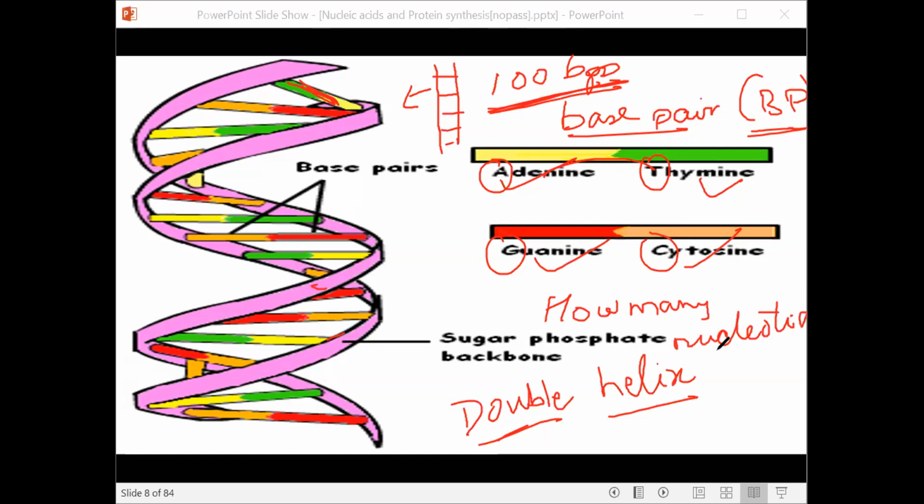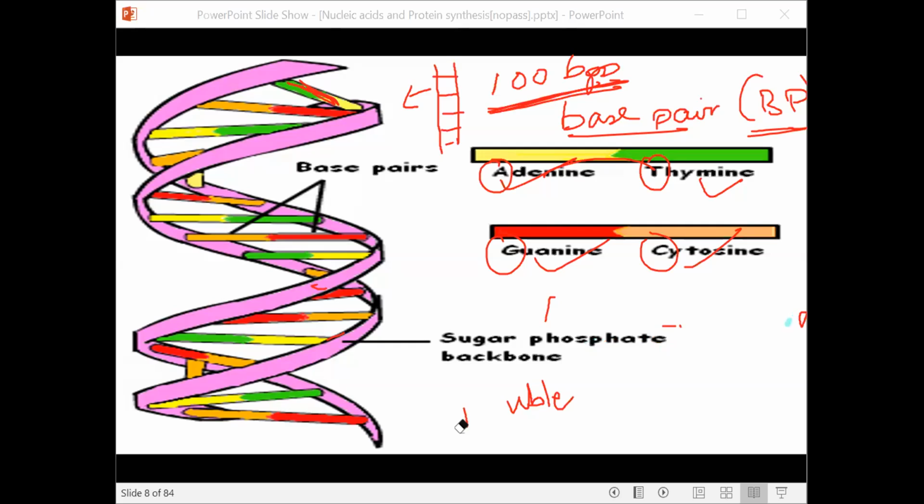nucleotides are there? Can anyone give a calculation in the chat? How many nucleotides? I hope everyone got the question I'm asking. Did anyone understand what I'm talking about or forgot what we discussed last time?